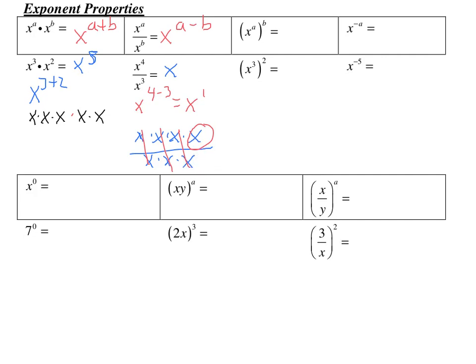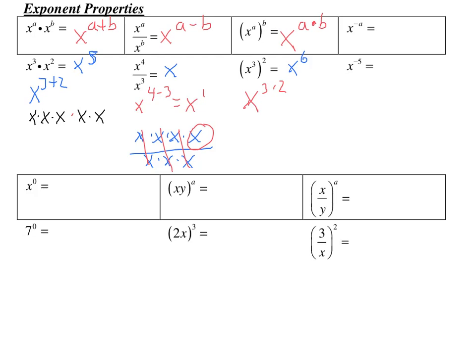Now to do this one, when you take a power to another power, anybody remember what you're going to do? You multiply. So this is going to be x to the a times b. So for my example problem below, we are going to multiply the powers. So that's going to be x to the 3 times 2. 3 times 2 is 6. So my answer is x to the 6th.